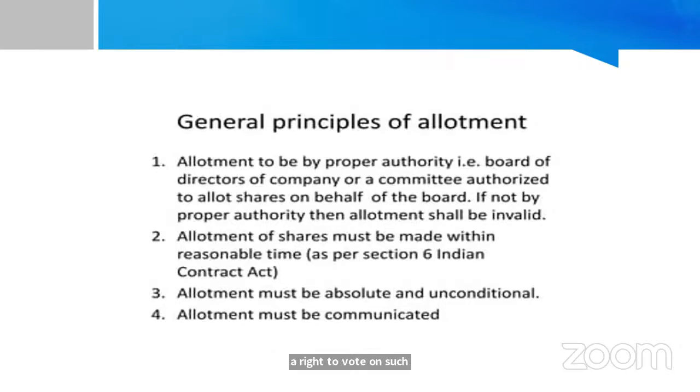Another time when they get the right to vote is if there is any resolution for the winding up of the company or for the repayment or reduction of the equity or preference share capital, then preference shareholders get the right to vote in such cases.